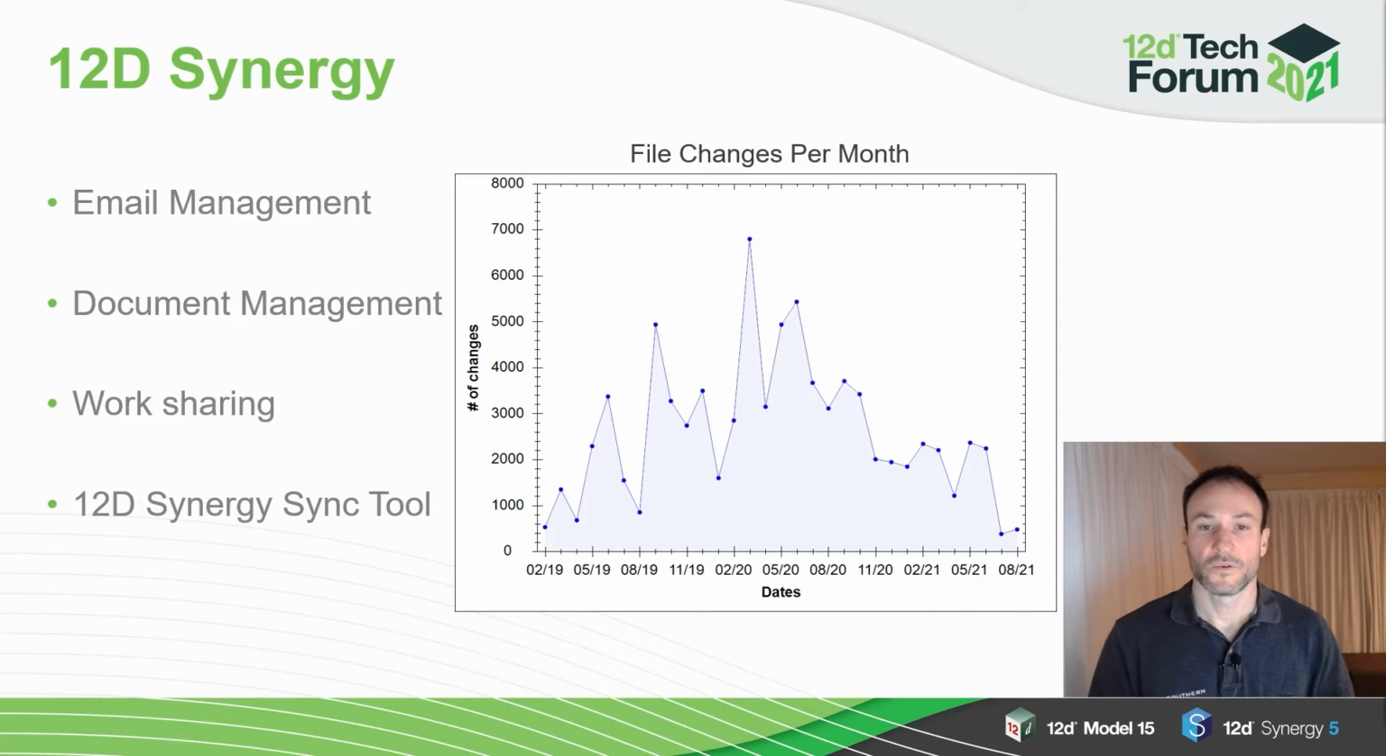12D Synergy is great for your email management, document management, work sharing. The graph I see here, I stumbled across it as I was looking around. For this project, we got up to 80,000 file changes throughout the life of the project. Now this is probably peanuts compared to some of the infrastructure projects that you'll be viewing in this conference, but just to show how much data is actually being created in these land developments.